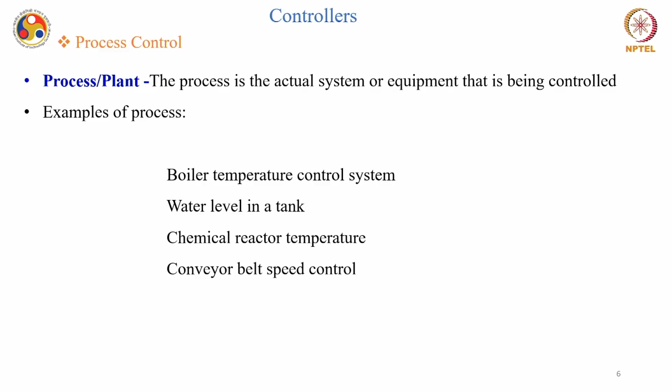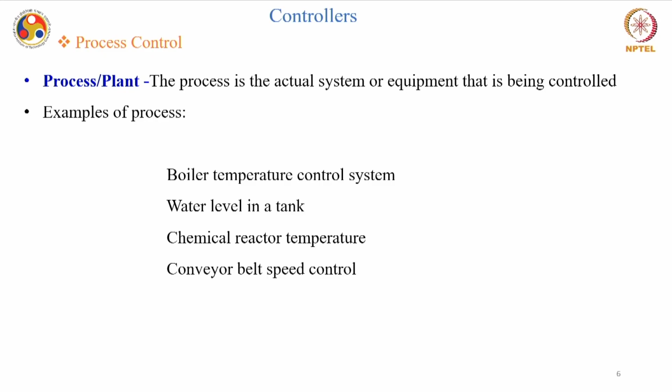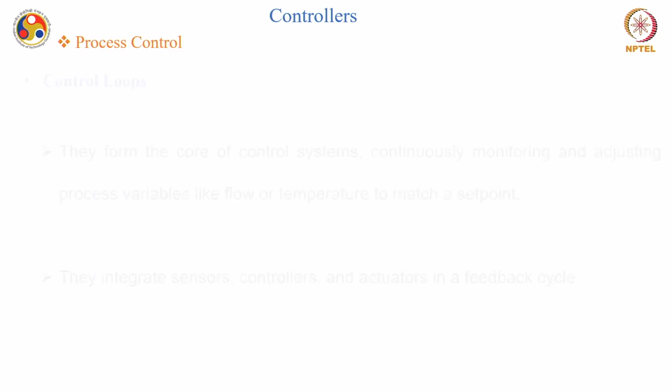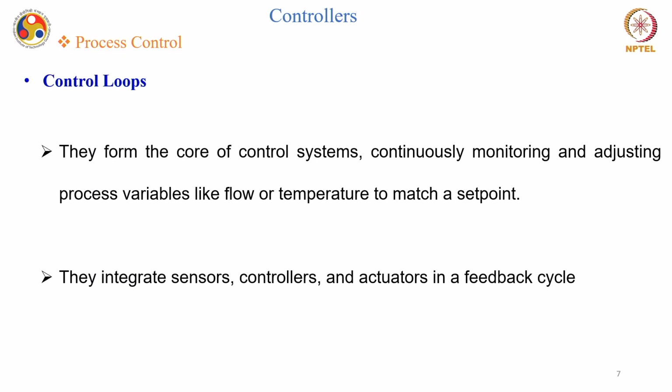Now examples of processes can be several, like I have just given you an example of a room heater, a room cooler or room AC. Similarly, you can have a boiling temperature control system, water level in a tank, chemical reaction temperature in a chemical reactor, conveyor belt speed control, and it can be even more complex depending on where you are utilizing them. Now for all these you need control loops.